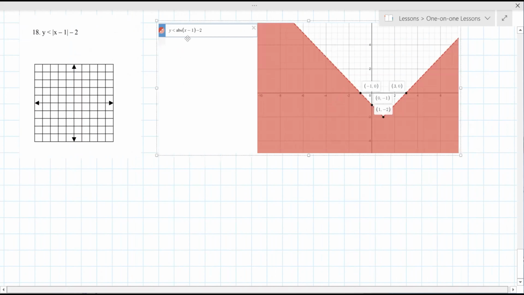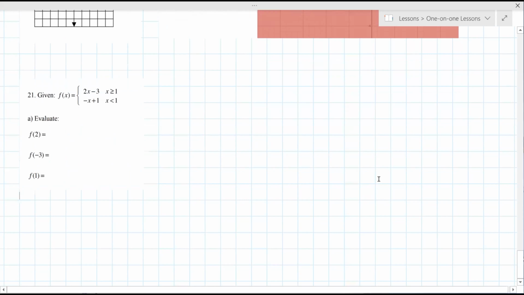Okay, so what is the next question to look at? 21. 21 here. Okay. Ooh, lots of these. All right, we'll do part A by hand, and then part B, I'll show you how to use Desmos for if you don't know how. It's worth looking at.